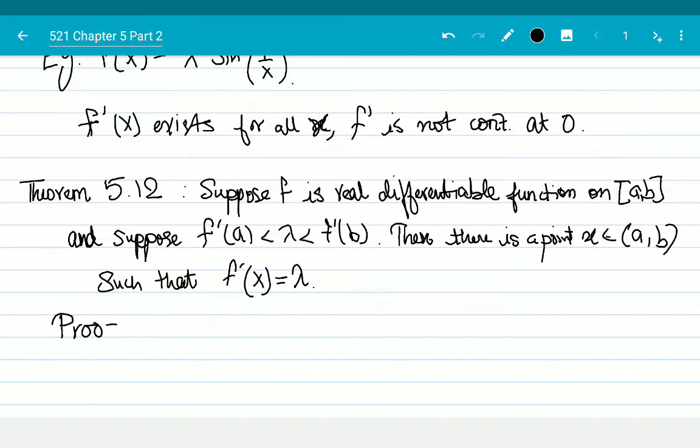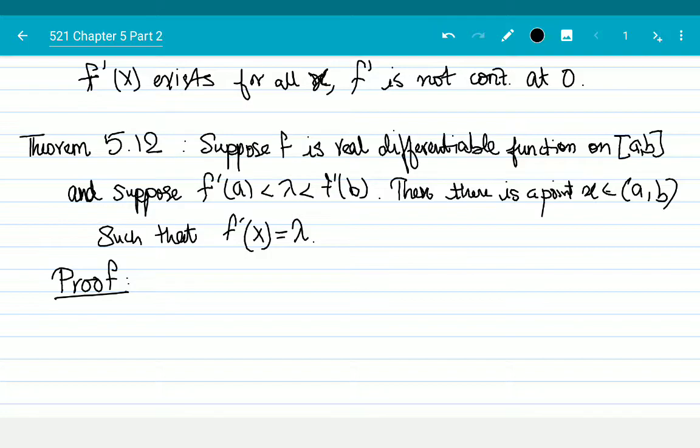Proof. This does not mean that the function is continuous, but it is taking every single intermediate value, right? So the intermediate value theorem says that if your function is continuous, it takes everything in between. This is saying the other way around. The function takes everything in between. That does not imply it's continuous, but it does still take everything in between. Okay. A similar result holds if f prime of a is greater than lambda greater than f prime of b. The proof follows the same argument.